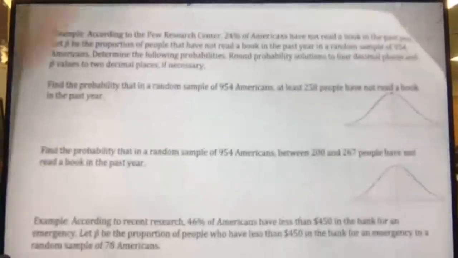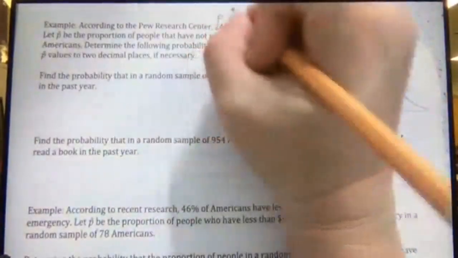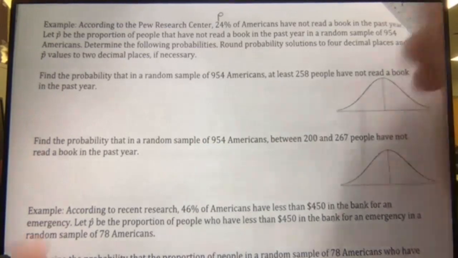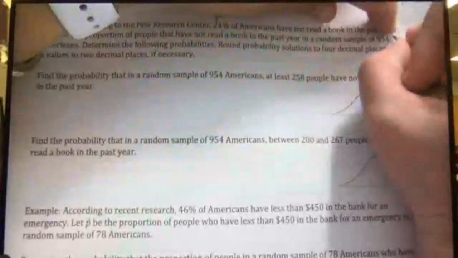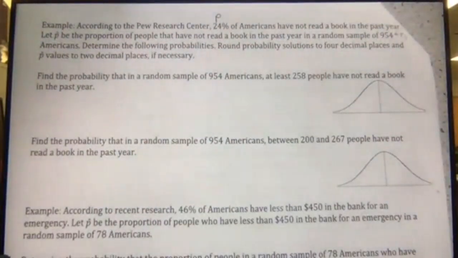All right, last page. According to the Pew Research Center, 24% of Americans have not read a book in the past year. So that's our p-value. It doesn't talk about a sample yet, so that's our population proportion. Let p hat be the proportion of people that have not read a book in the past year in a random sample of 954 Americans. So that's our sample size, that's our n value. Determine the following probabilities, rounding to 4 decimal places, and p hat values to 2 decimal places if needed.